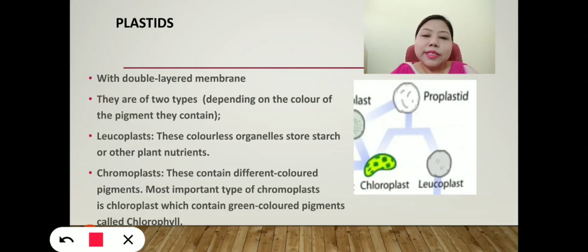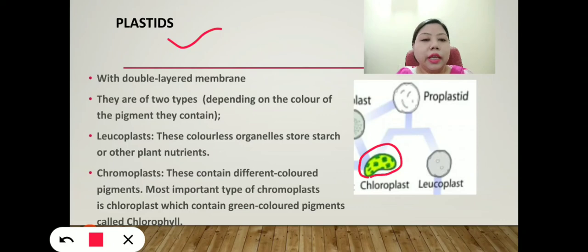The last type of cell organelle which we are going to discuss is the plastids. So plastids have a double layered membrane, as you can see in the picture, and they are of two types depending on the color of the pigment they contain. If they do not contain any colored pigment, they are colorless and are called leucoplastid or leucoplast, and the main function of leucoplastid is to store starch and other plant nutrients.